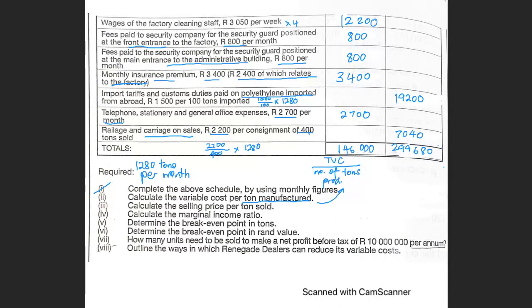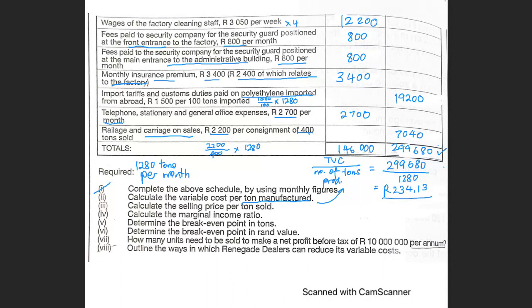So this is it here, 299,680. That's your total variable cost divided by, we produced 1,280 units for the month, and that would be 234.13. Okay, so that's your first answer. That is your variable cost or your marginal cost, and it is going to be used later on where we use this variable cost to calculate the break-even point and so on.